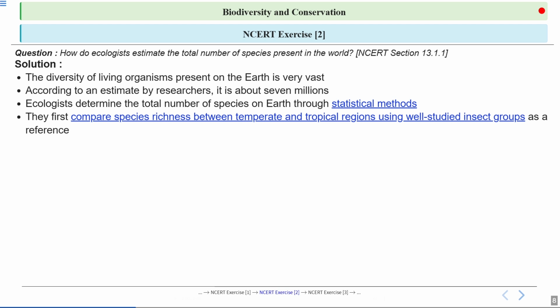So they use the insect group as the basis for the analysis. They are using the insect group as a reference. They are studying the species richness of the insect group.